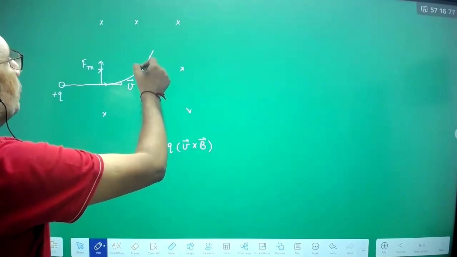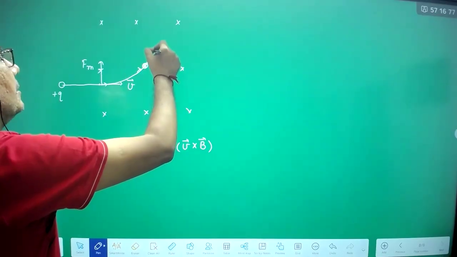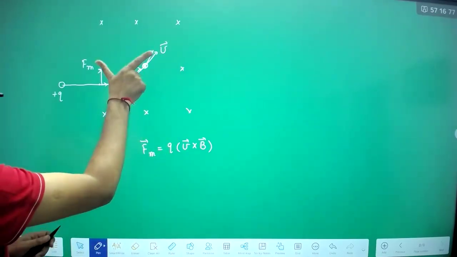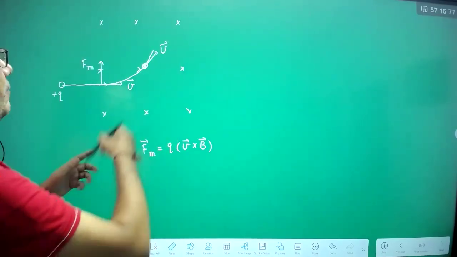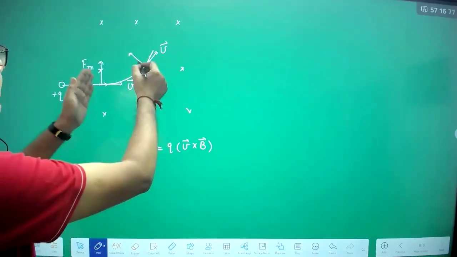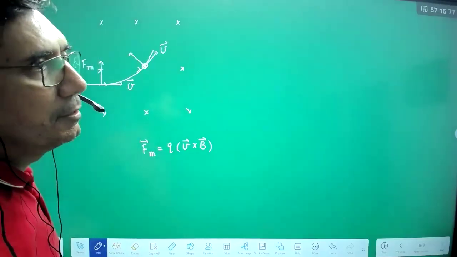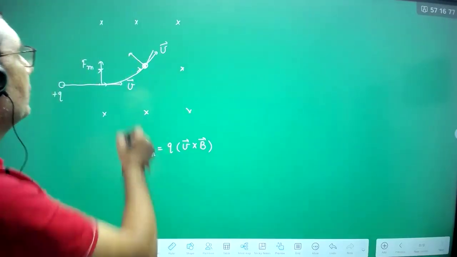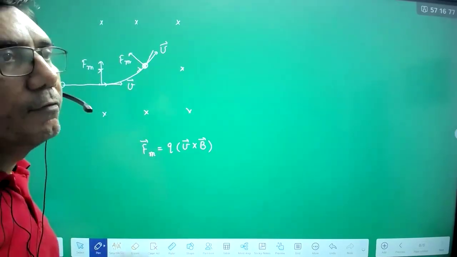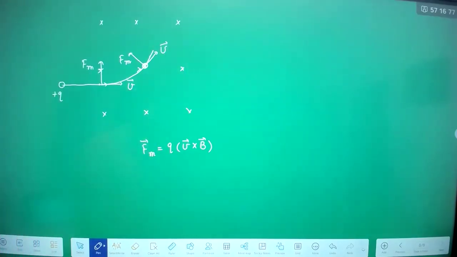Suppose your charged particle is here and its velocity is here. Now again, it will be like this, so again it will be here. So every time, at any point, they are pointing towards some center of curvature. So this magnetic force is acting as the source of this curved path or circular path, whatever you want to say.